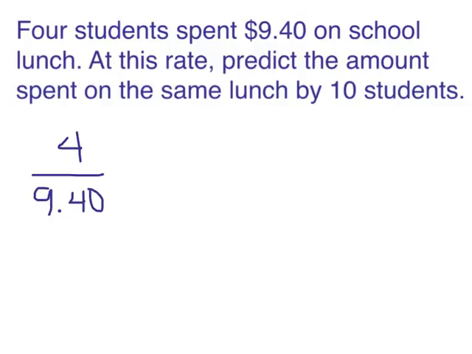$9.40. The trick is to make sure you remember what your numbers are representing. 4 represents students, so I need to make sure that I write a note here that this is for students. And I'm going to make my equivalent fraction to the rest of the problem. So here it's asking me to predict how much was spent on the same lunch by 10 students. So 10 students here would tell me how much they would spend based upon this ratio.